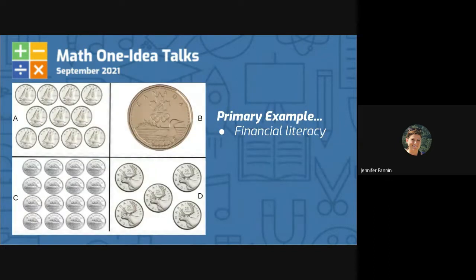Here's a primary example that I created simply on Google Slides using different images from the internet, focusing on financial literacy. And as you can see from the example, students might pick the loonie, right? They might pick B and say that doesn't belong simply because there's only one coin. Some other students might say C because there's the most coins there. Some would add up the money amounts and use that as their justification. So you go in many different directions with the one provocation.